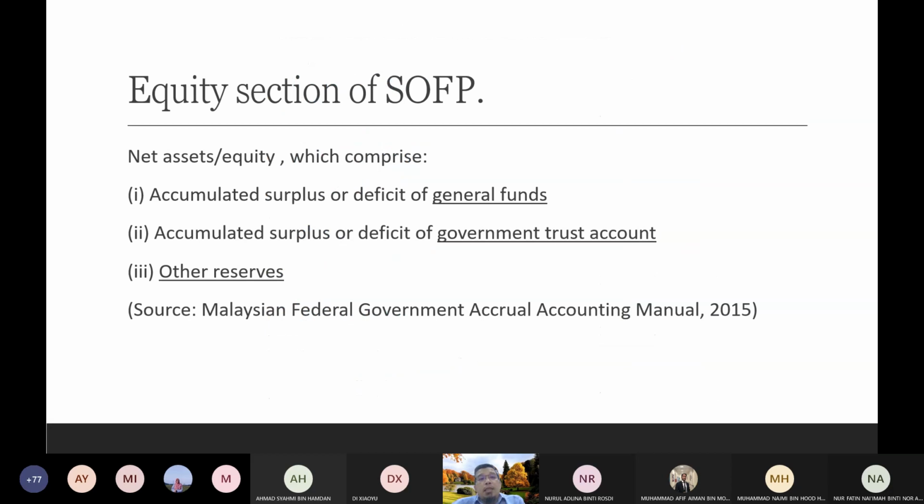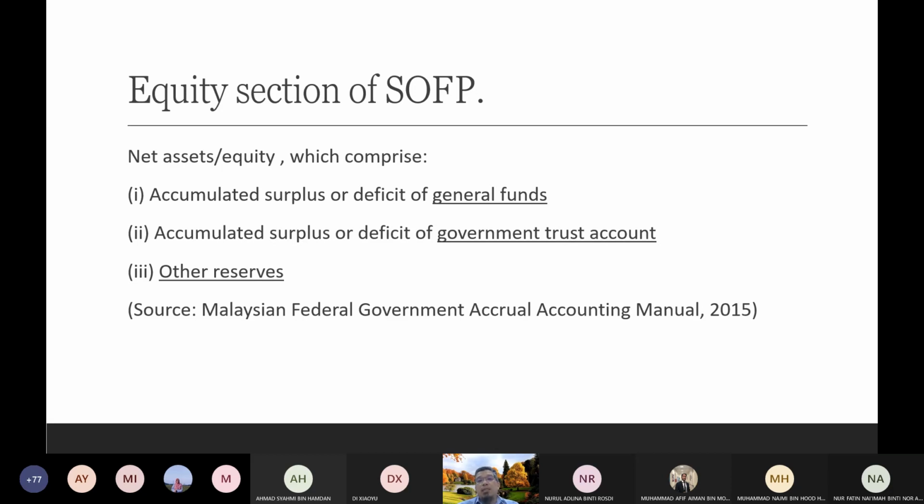You can see this under the guidance of the accounting manual under Malaysian standards as provided by the AG. So the equity section should be presented as follows. For this statement of financial position: accumulated surplus or deficit of general funds, and then accumulated surplus or deficit of government trust account, which will be accounted separately, and then other reserves.